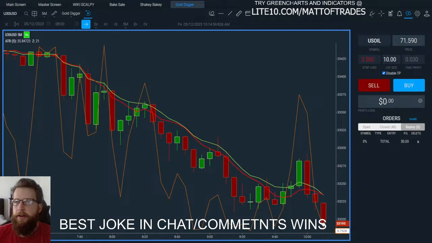Okay. Let's see here. So this is a perfect example of a sell setup. So when our pressure indicators are both pointing down with red on top, and our thin orange is pointing down. I don't have access to DXY with my broker. But anyway.